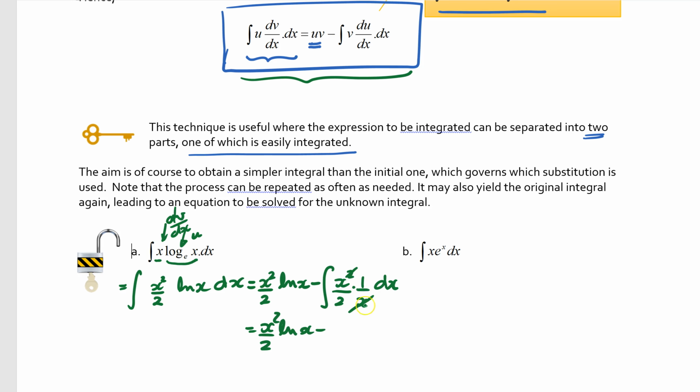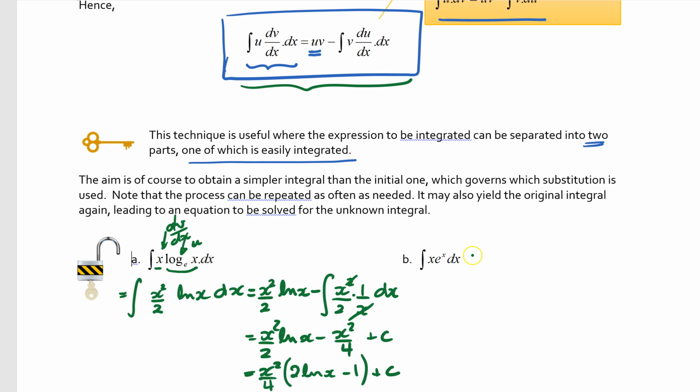So I've got x squared on 2 log x minus, now this will become the integral of x on 2 dx, which will become x squared on 4 plus c. Now I could tidy that up by taking out common factors. So if I take out x squared on 4 as a common factor, I could have taken 2, but it wouldn't have looked so nice. Then that becomes x squared on 4 times 2 log x minus 1, plus c.